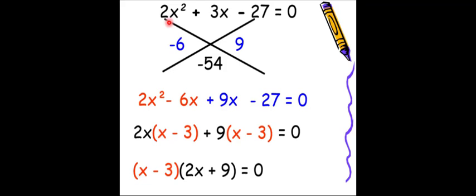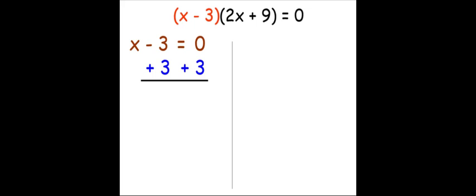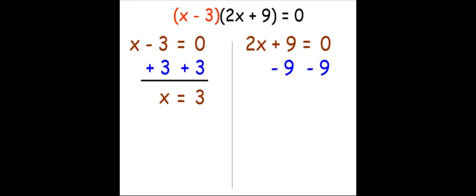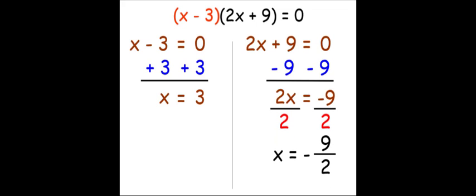Now to solve this, we're going to use the zero product property, and we're going to set each one equal to 0 and solve. We're going to set the first term equal to 0 and solve, and then we're going to set the second term equal to 0 and solve. And we have our answers 3 and -9/2.